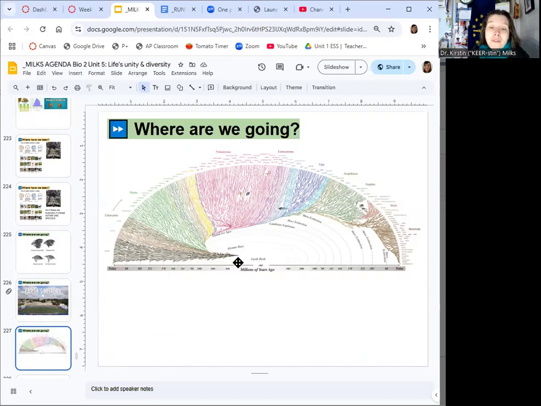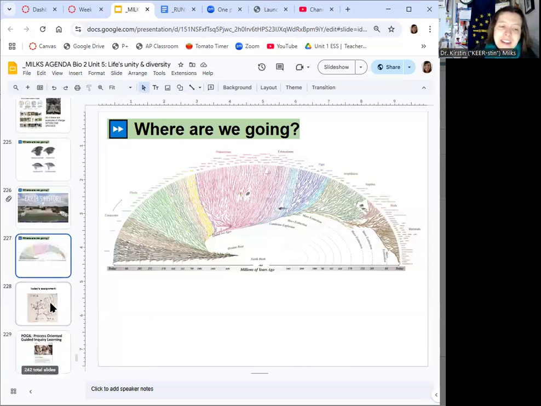This is a tree of life, all coming from the last universal common ancestor. Each of these lines represents a separate species. Sometimes you'll see they branch out. Sometimes it's hard to see, these are the dinosaurs. You'll see they go early.